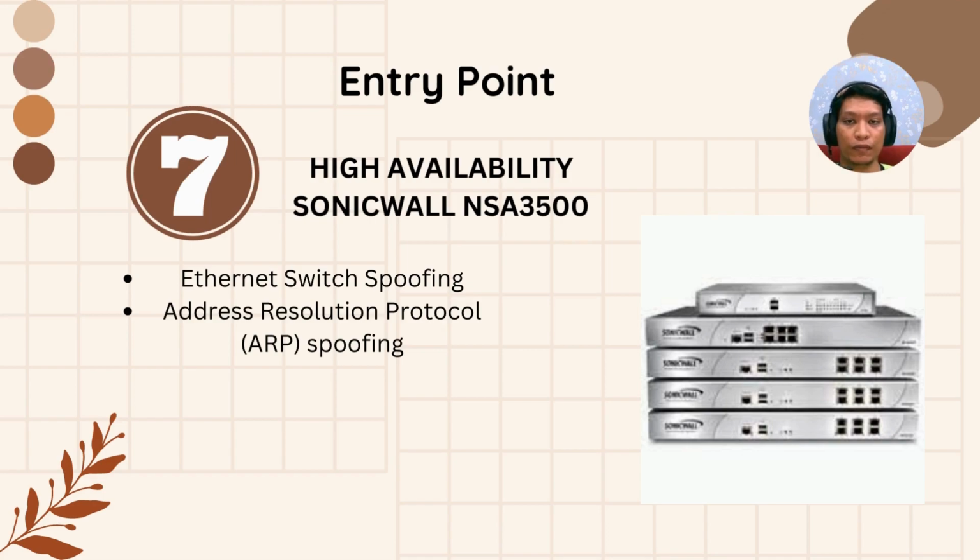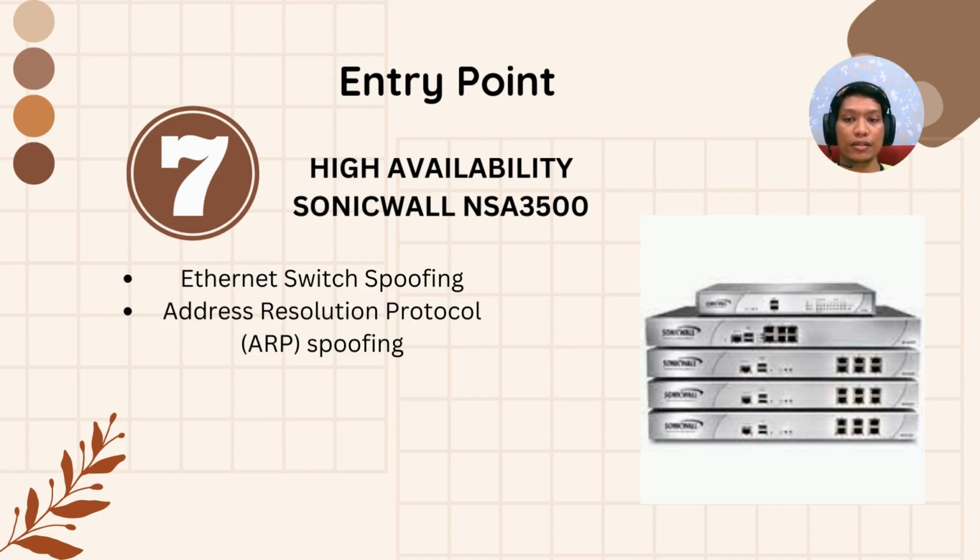Okay, so another entry point from which an attacker can launch attacks on the network is the SonicWall NSA 3500. This SonicWall is a network security appliance that provides advanced security features, including protection against various types of attacks. However, the vulnerabilities for this hardware are Ethernet switch spoofing, which is a technique used by malicious actors to deceive network devices by impersonating the MAC, which is the media access control address, of another device on the network.